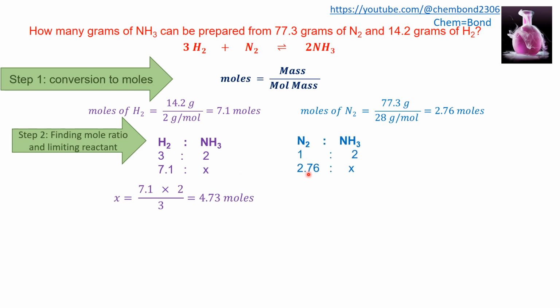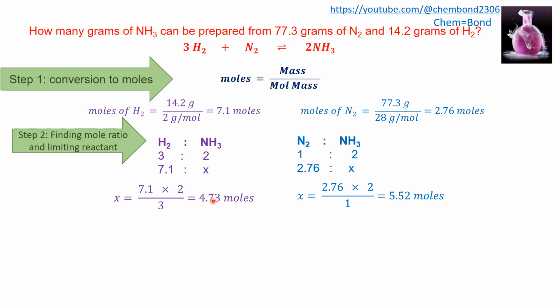By cross multiplying and solving it, we will get 4.73 moles of ammonia that is produced from hydrogen. Similarly, in the case of nitrogen and ammonia, the mole ratio is 1 mole of nitrogen will produce 2 moles of ammonia. So 1:2, from the stoichiometric balanced equation, and 2.76 moles of nitrogen will produce how many moles of ammonia? By solving and cross multiplying, we will get 5.52 moles of ammonia that is produced from 2.76 moles of nitrogen.